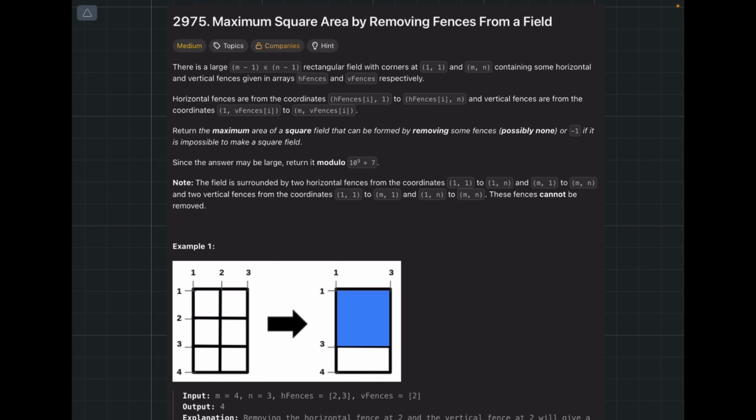and we have to return the area modulo 10 to the power 9 plus 7.